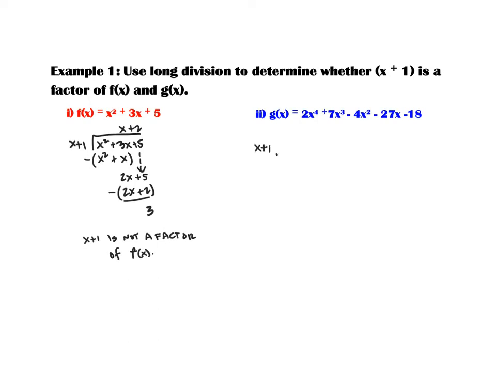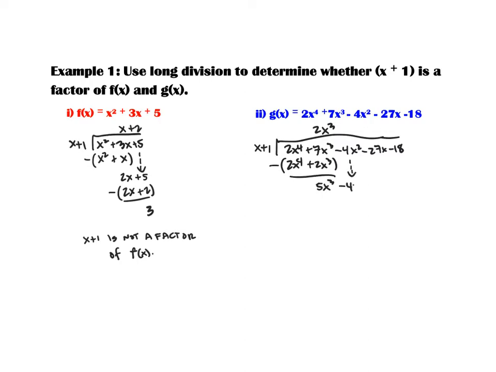Okay, let's do another one here. Let's go x plus 1 divided into 2x to the 4th plus 7x cubed minus 4x squared minus 27x, my goodness, minus 18. We got some work to do here. So x times what gives me 2x to the 4th? Well, that would be 2x cubed. I multiply through, I get 2x to the 4th plus 2x cubed, subtract, gives me 5x cubed. Drop down the next term.